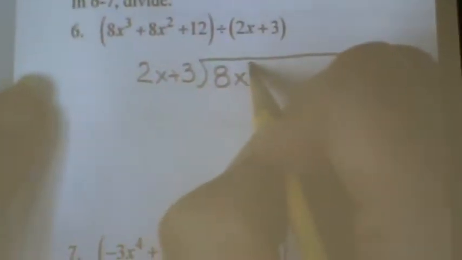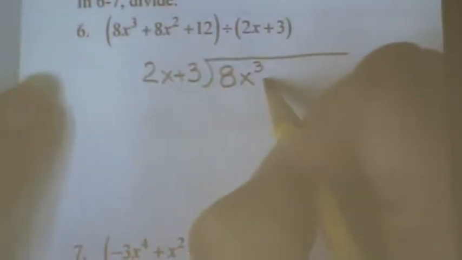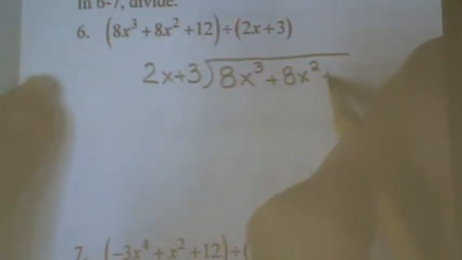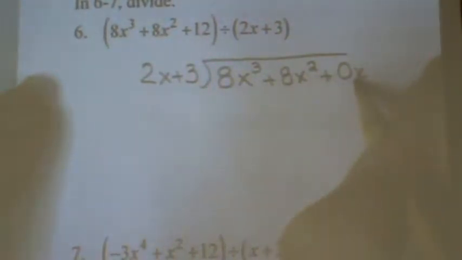Now, what do I have to make sure I have? The 0. Yes. There is no x to the first power, so you put a placeholder in.